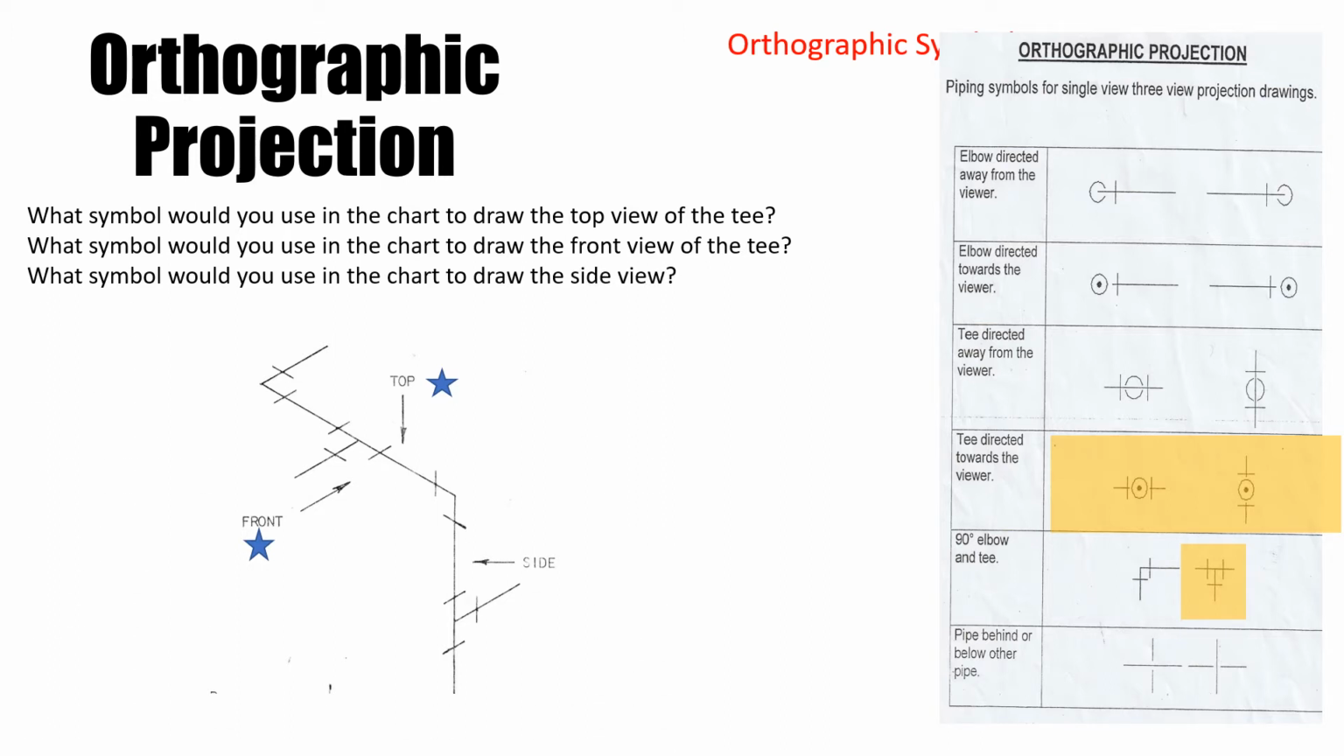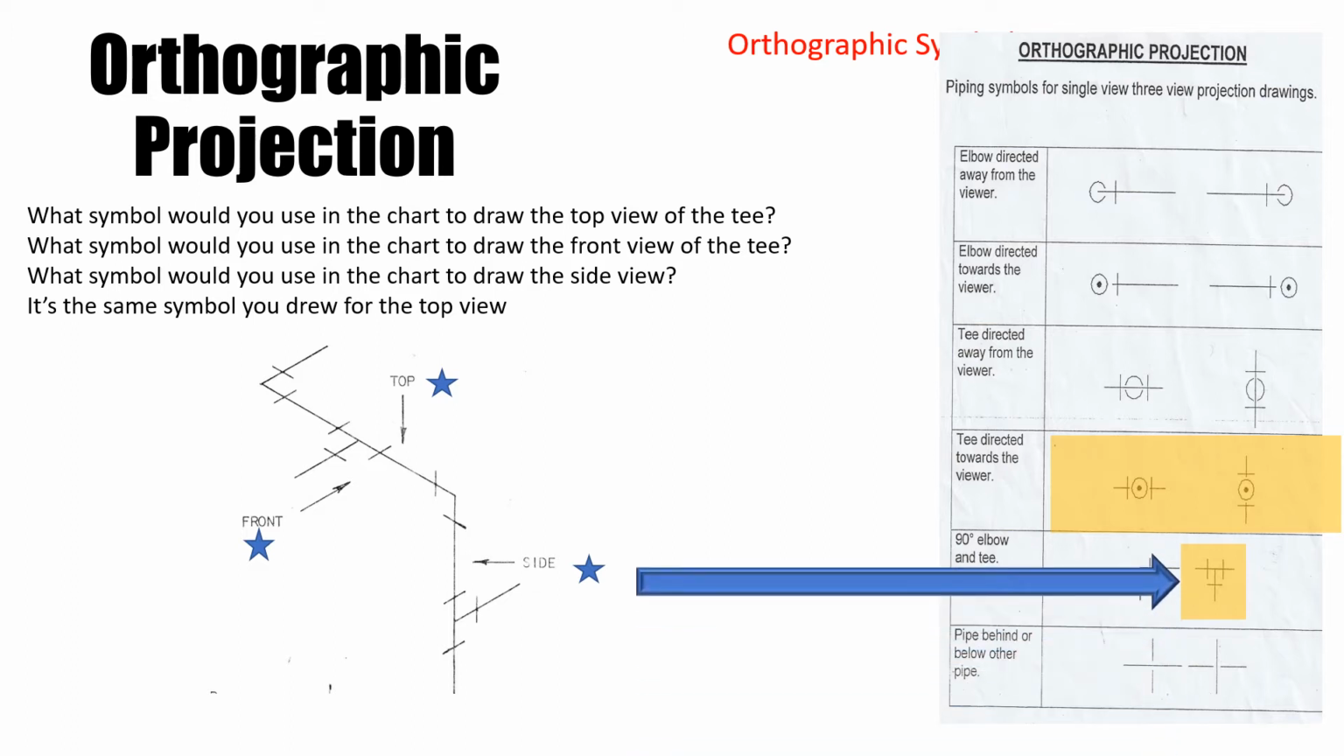And what symbol would you use in the chart to draw the side view? So this T down here at the bottom. So you're here looking right directly onto it. The same symbol you use to draw the top view. Okay, it's the same thing. It's flat to the viewer, so that's how you would draw it.